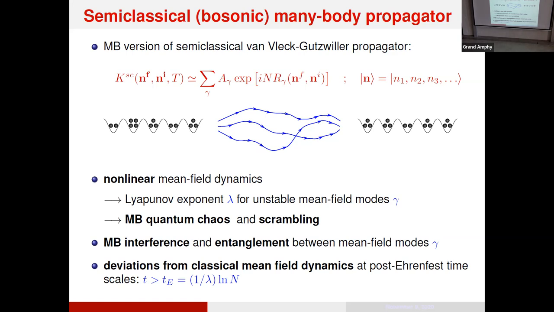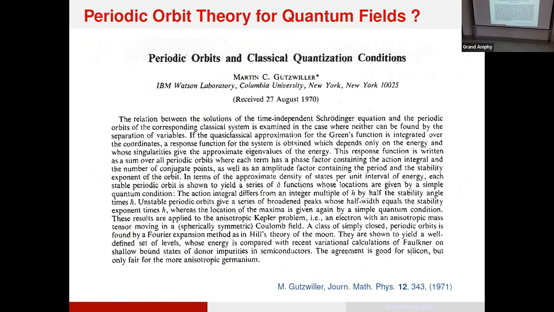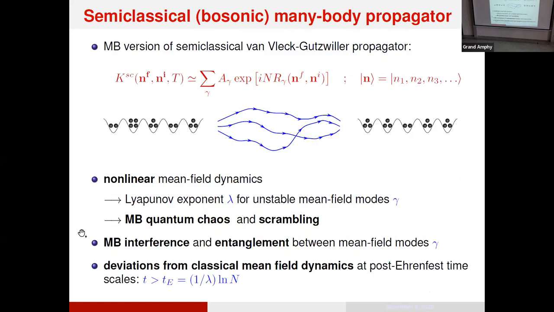So the point I would like to make at the end is, as we saw here, after the Ehrenfest time scale, we have wave interference. The same happens here now. After the Ehrenfest time scale, indeed, the mean field paths interfere. And that is the time scale where genuine many body quantum interference sets in.